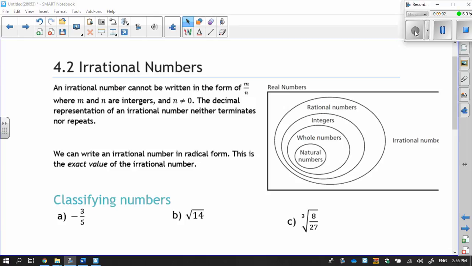Our next section that we deal with is in Chapter 4, Irrational Numbers. This ties in directly to what we were doing with perfect squares and perfect cubes, because we need to know what those were before we went ahead with this, and how to deal with radicals.